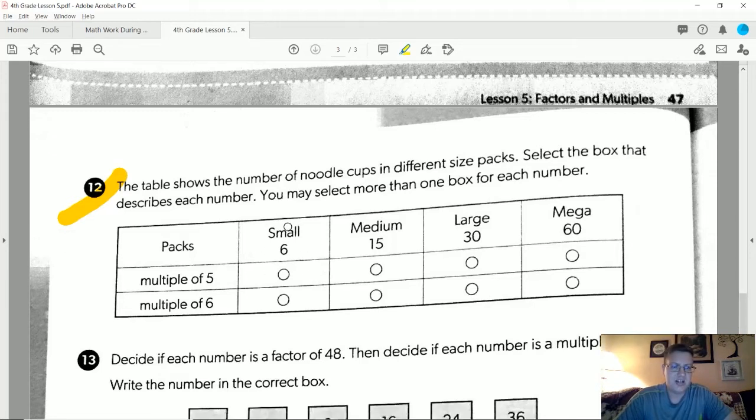So if I'm starting with 6 packages, that is a multiple of 6. If I have 15 packages, that is a multiple of 5. 30 is a multiple of both 5 and 6 because I can do 6 times 5 to get to 30. And if I can count by 6 and 5 to get to 30, I can also count by those numbers to get to its double, which is 60.